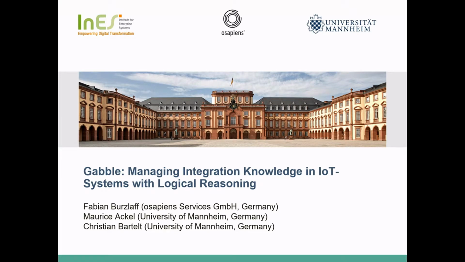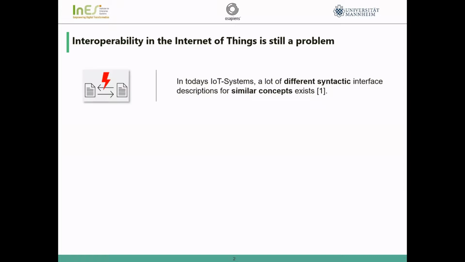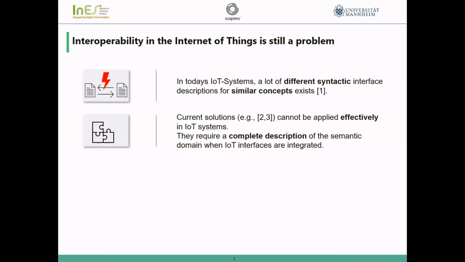This is the paper called Gabble, Managing Integration Knowledge in IoT Systems with Logical Reasoning. Interoperability in the Internet of Things is still a problem, because in today's IoT systems, a lot of different syntactic interface descriptions for similar concepts exist.